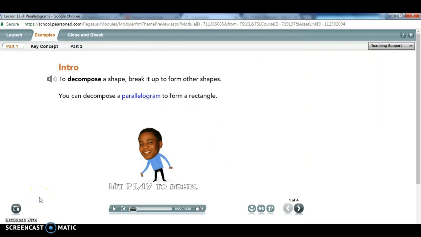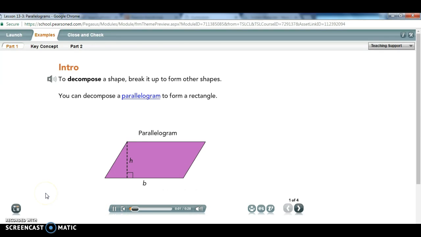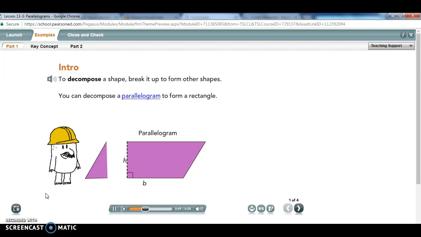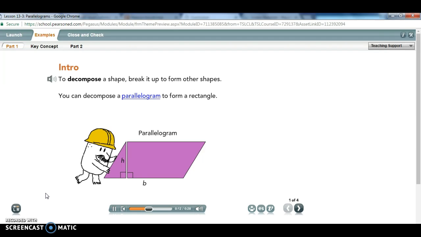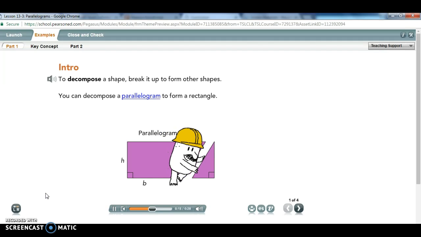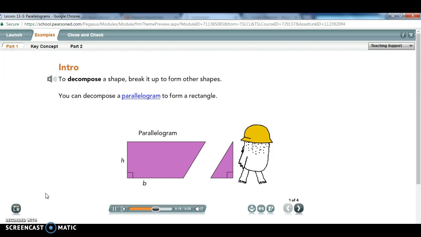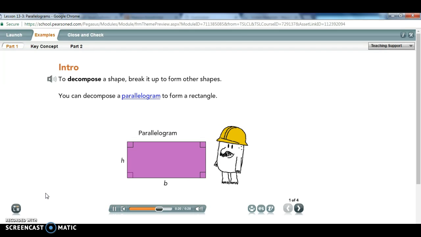Moving on to the part 1 intro, it's going to tell you how you can decompose a shape. To decompose a shape, break it up to form other shapes. You can decompose a parallelogram to form a rectangle. Suppose you have a parallelogram with base B and height h. To decompose the parallelogram into a rectangle, cut the parallelogram along its height. Move the triangle to the other side. Then push the pieces together to form a rectangle. So you can decompose a parallelogram to form a rectangle with the same base and height as the parallelogram.